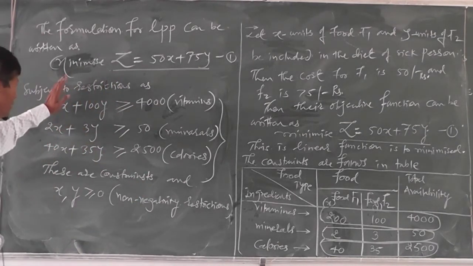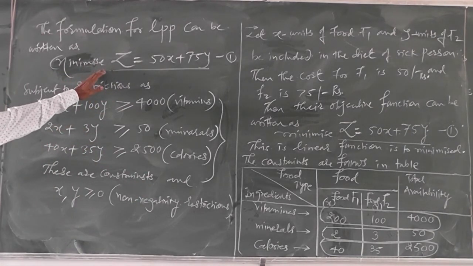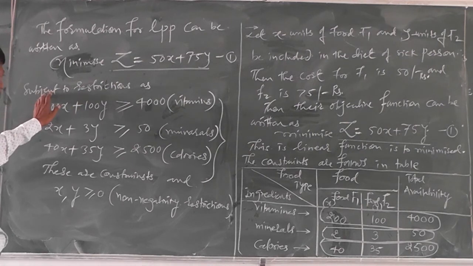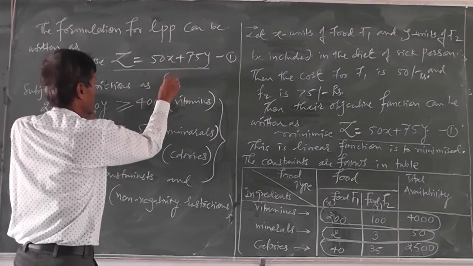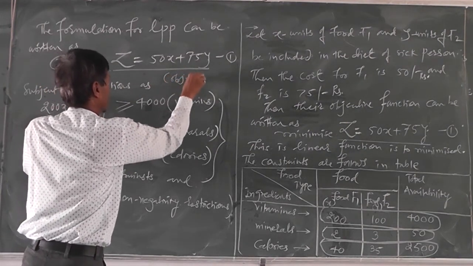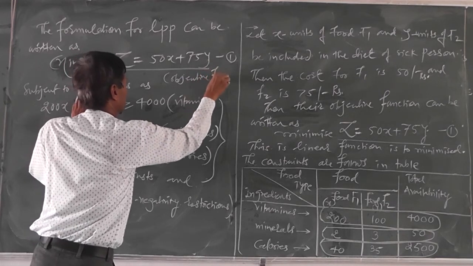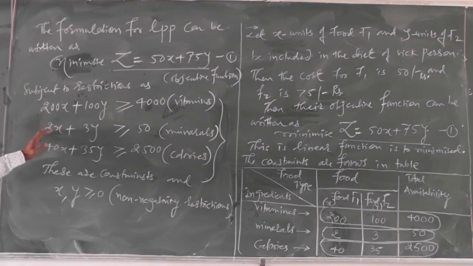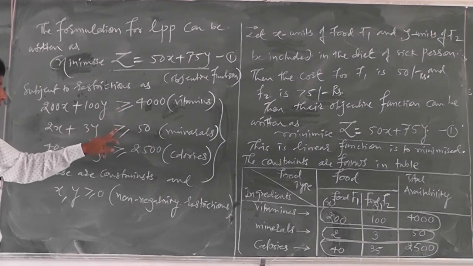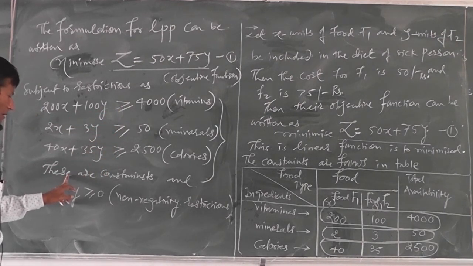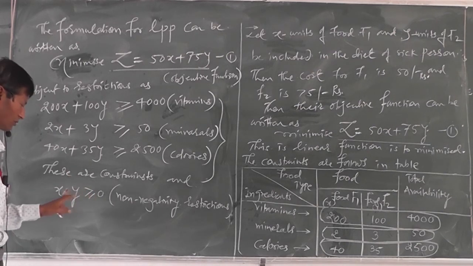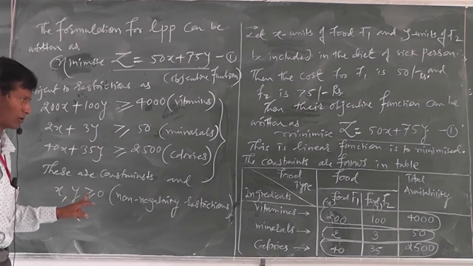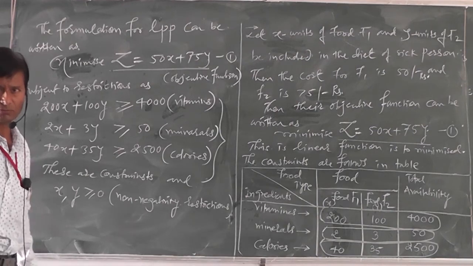The formulation is: minimize Z equals 50x plus 75y, subject to restrictions, where the objective function, first constraint, second for minerals, vitamins, minerals and calories, and non-negativity restrictions x, y greater than or equal to 0.